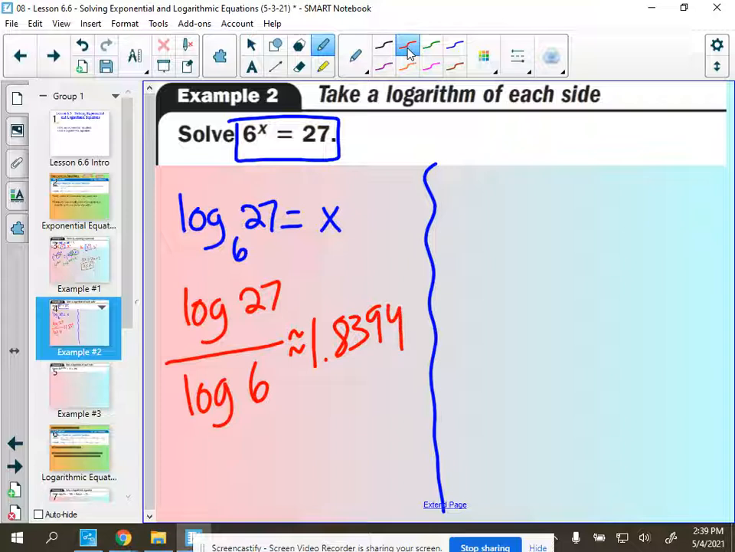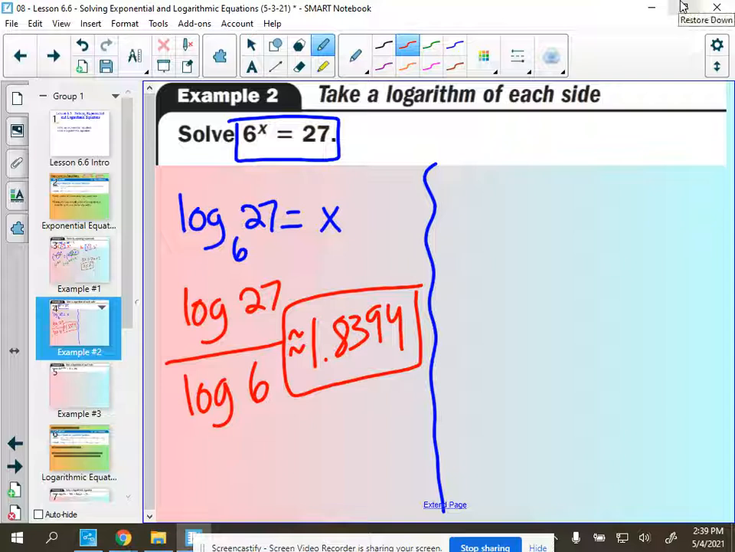8.8394. And before I move on, does this make sense? Because we still did the mental component, the no calculator component, where it was 6 to what power is 27? We know it's going to be between 1 and 2. Hopefully we know that. 1 would put me at 6, 2 would put me at 36. It's a little closer to 2. So I like my answer. I think it makes sense.